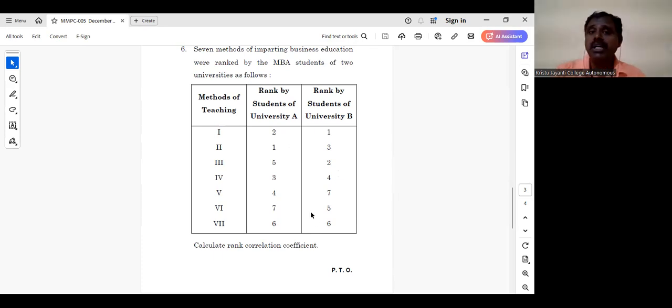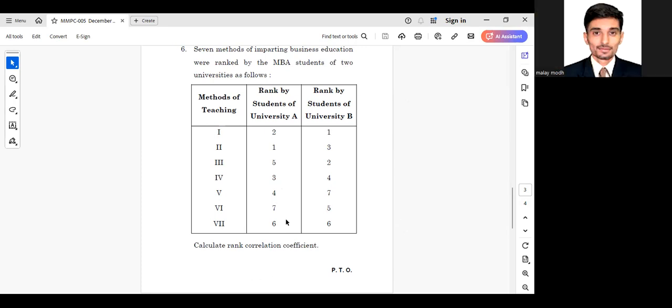So it is very simple. Take the rank by students of University A as R1, and the rank by students of University B as R2. Now find D equal to R1 minus R2, then find D squared, and then the sum of D squared. Then write the rank correlation coefficient formula: 1 minus 6 into sum of D squared divided by N cube minus N. Substitute the values and you will get the answer. N represents the number of pairs of items. How many pairs of items are there? 7. So there we will get the answer.